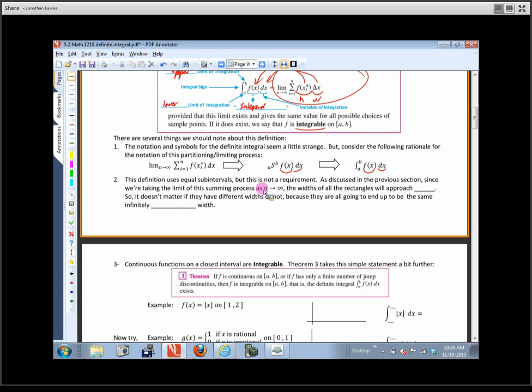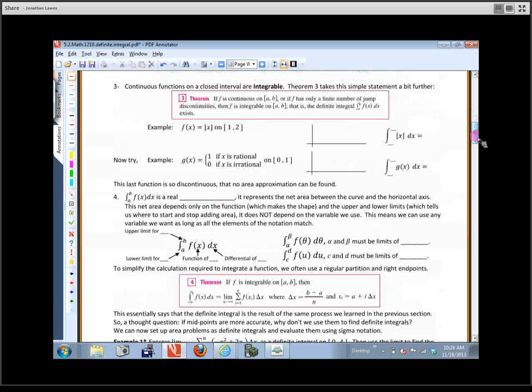If I make an infinite number of rectangles from 0 to 3 or whatever, they're going to end up shrinking, so they're so tiny, the width is going to tend towards 0. Okay, so the width of all of these will approach 0. So it doesn't matter if they start with different widths. They're all going to approach the infinitely small width of 0. The same infinitely small width of 0. Okay, go ahead and flip the page over.